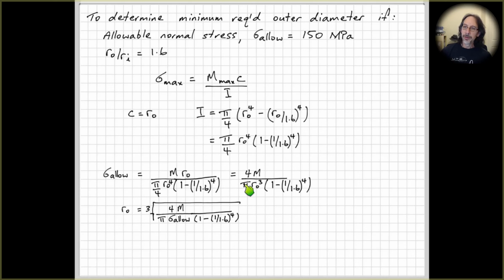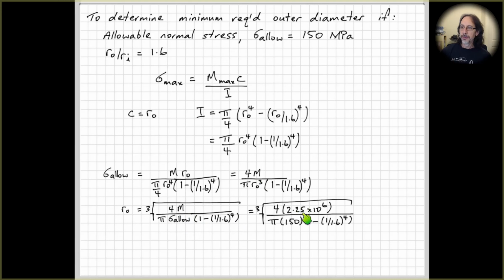R naught to the power 3 over to the left here becomes on the right hand side the cube root of what we had on the right hand side over here. Hopefully that makes sense. So now that we have that, we can substitute our values that we had before.